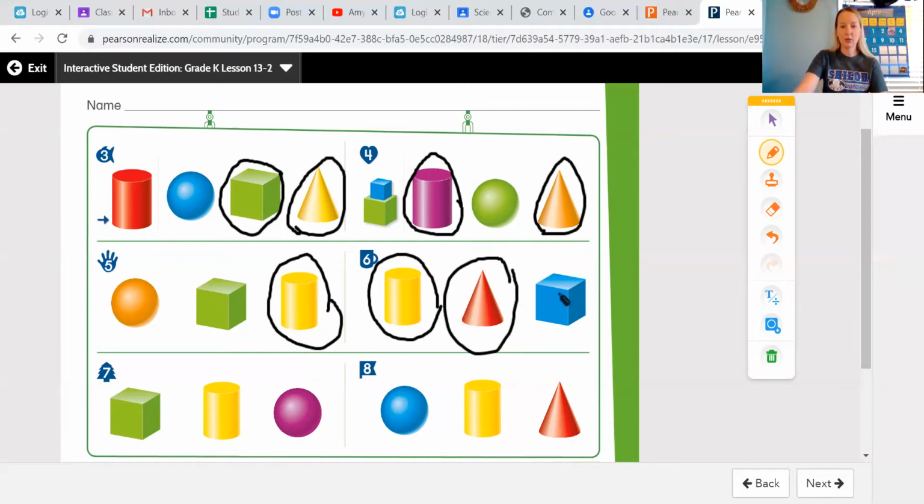What about a cube? Can a cube slide? Sure, it can slide. Can it roll? Nope, it can't roll because it doesn't have any curved or round edges. So we will not circle the cube.